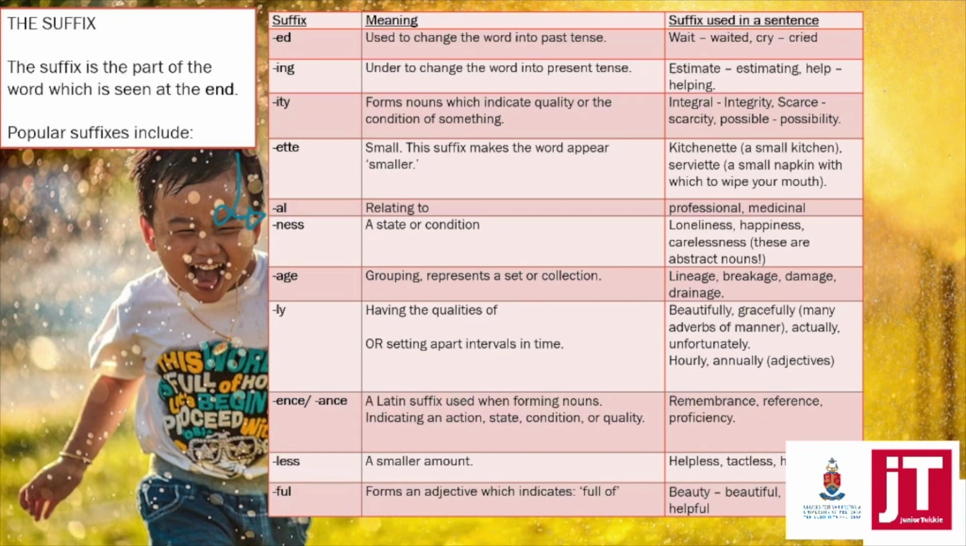Ents or ants. This is a Latin suffix used when forming nouns, and it's indicating an action, a state of condition, or a quality. Okay, we're here, guys. Remembrance, reference, proficiency. You say remembrance, reference, proficiency. I'm just trying to emphasize the suffix. Sorry. Do you see how that's forming nouns? Indicating the quality.